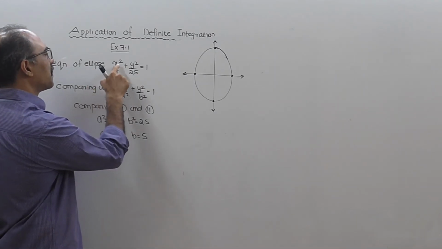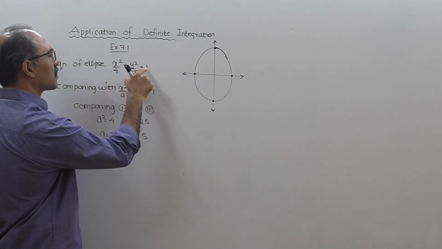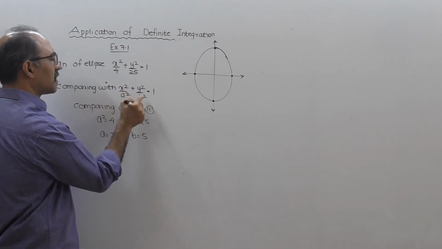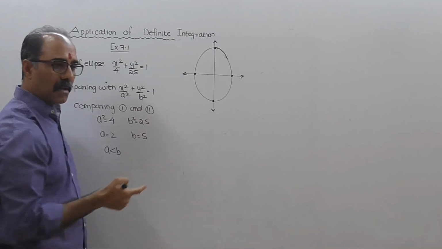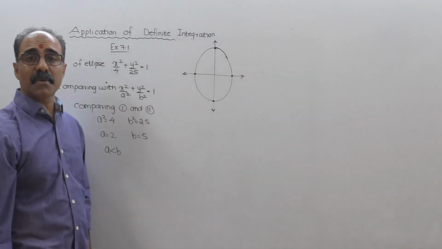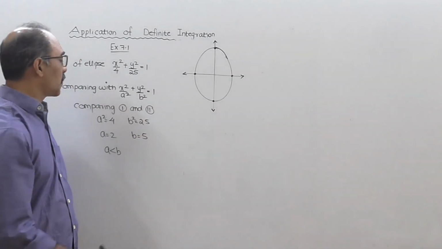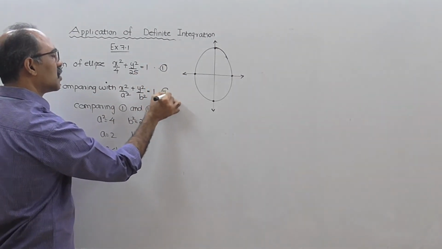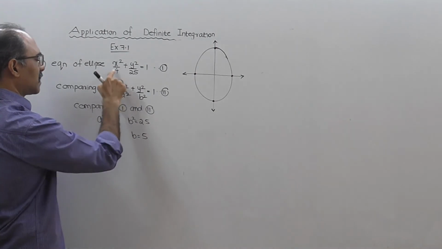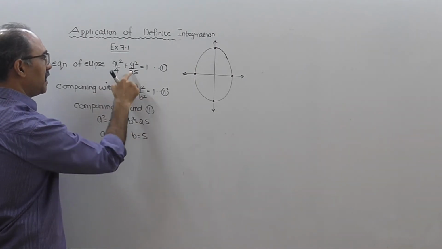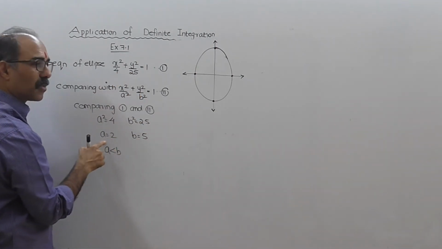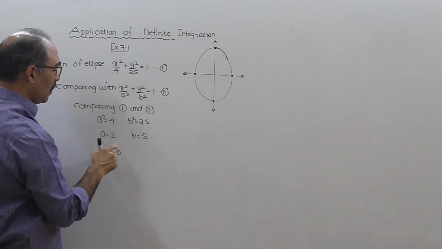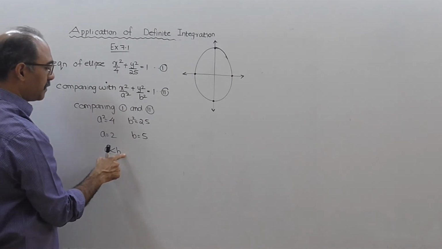They have given the equation of an ellipse as x square upon 4 plus y square upon 25 equal to 1. You compare it with x square upon a square plus y square upon b square equal to 1, because the equation of an ellipse is x square upon a square plus y square upon b square equal to 1. So I can give this as 1 and I can give this as 2. I'll compare 1 and 2. So I get a square equal to 4 and b square equal to 25. So a will be equal to 2 and b will be equal to 5. So can I say that a is less than b?